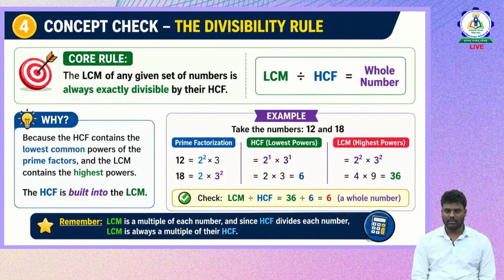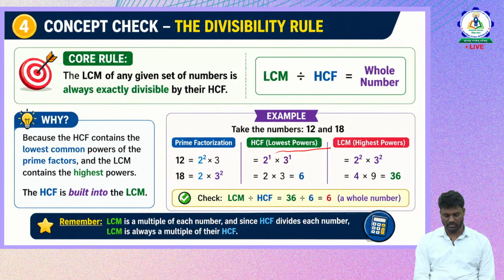Now let us see the HCF, the highest common factor, of 12 and 18. Remember that for the HCF we need to see the lowest powers. Out of 12 and 18, what are the lowest powers here?